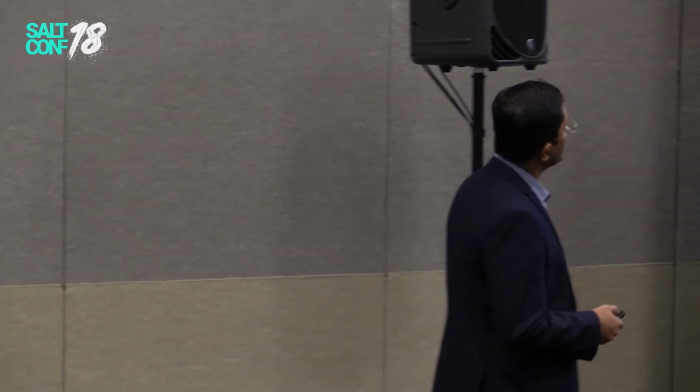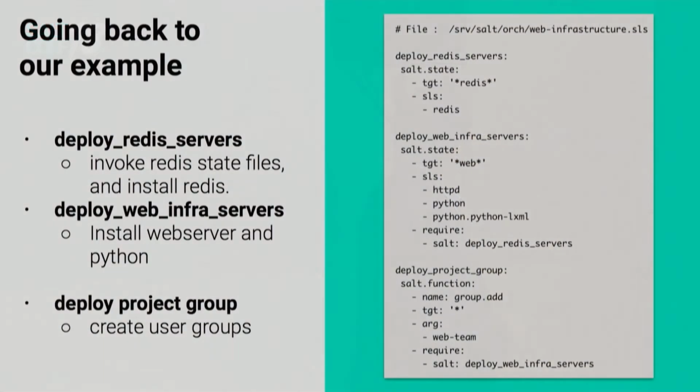So let's come back to our example, right? So we need to deploy Redis servers. So we'll have a state file for Redis. We'll have a state file for the web servers, with a few dependencies like Python. We'll make sure, you could have these conditionals so that this requires the Redis to be deployed before you deploy the web servers. Once the web servers are deployed, you could go and deploy the project group, and the project group depends on the web infrastructure. Pretty simple, straightforward, 3 simple steps to achieve what we need to do, right?